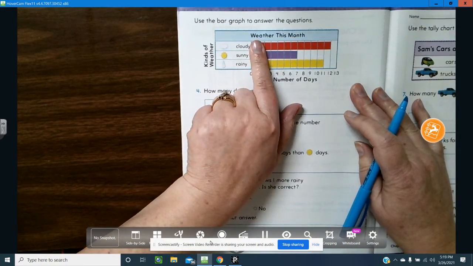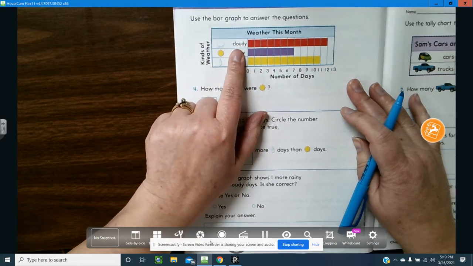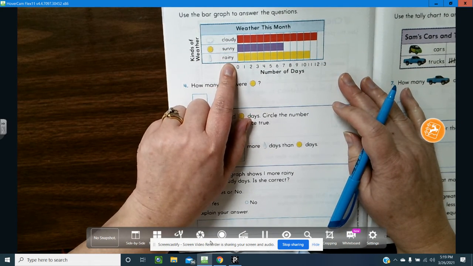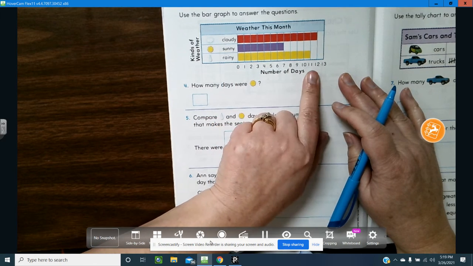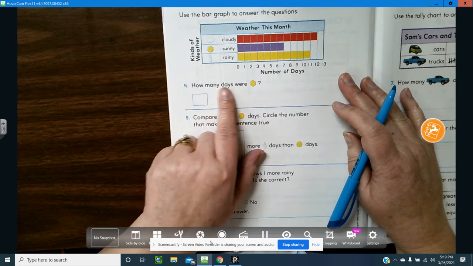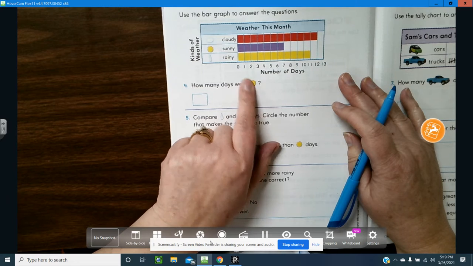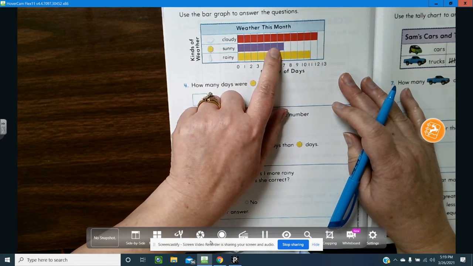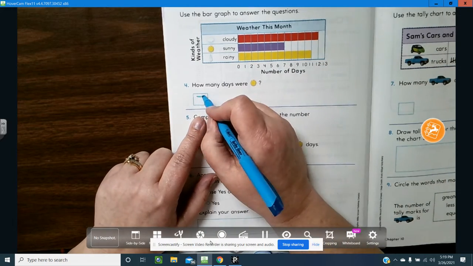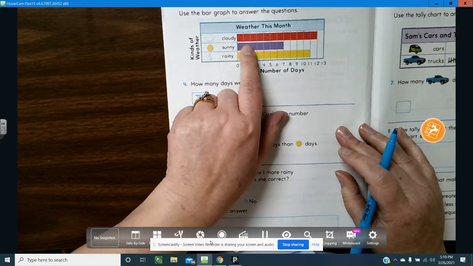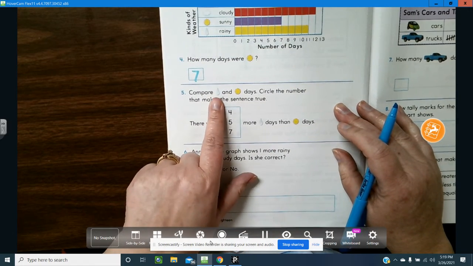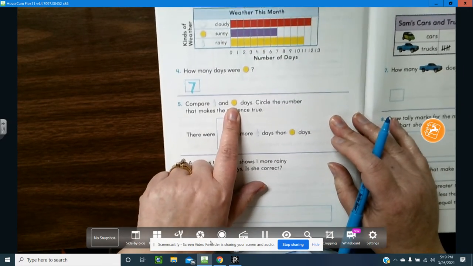Now we're looking at the weather this month. What kind of weather have they had? Cloudy, sunny, and rainy. And these are the number of days in the month that they had those days. How many days were sunny? There's a little sun. Let's look. Here's sunny. 1, 2, 3, 4, 5, 6, 7 days were sunny. You just follow that bar and go down and look. 7.